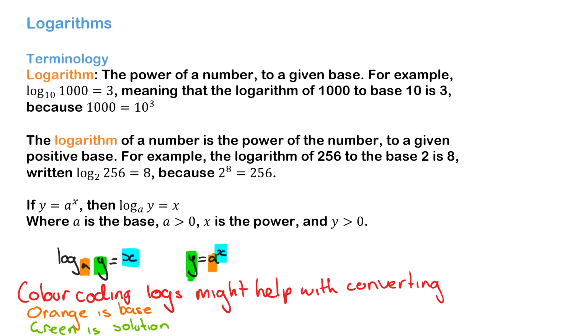In this video, we're looking at logarithms. So the logarithm is the power of a number to a given base. So for example, if I have log base 10 of 1000, that equals 3. Now the reason for that is because if I go 10 to the power of 3, that equals 1000, okay?